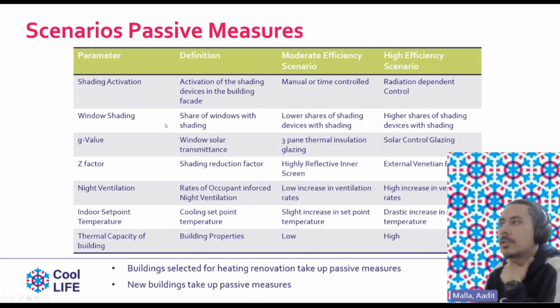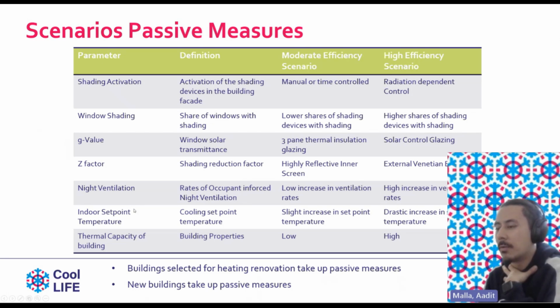For the passive measures, we've formulated two different scenarios. One we call the moderate efficiency scenario, and the other the high efficiency scenario, where we do a bottom-up building stock modeling, tweaking different parameters such as the shading activation systems in a building, the number of windows that are shaded, the g value of glasses, the Z factors, the implementation of night ventilation, indoor set point temperature, and also the thermal capacity of the buildings.